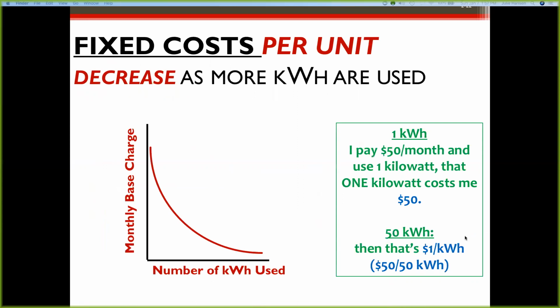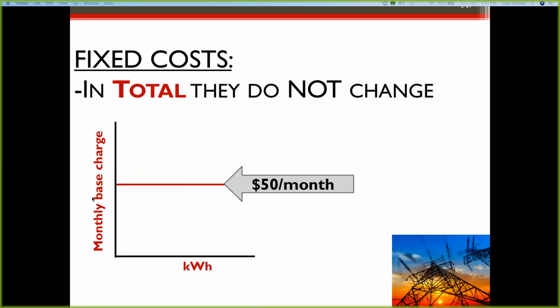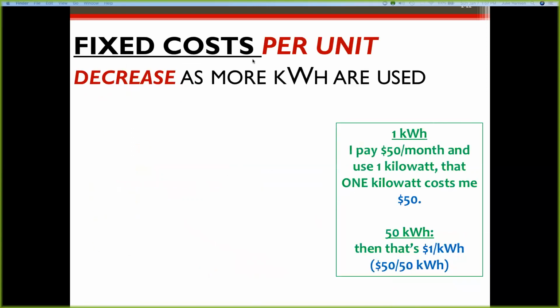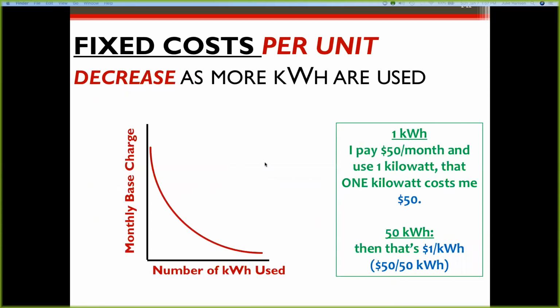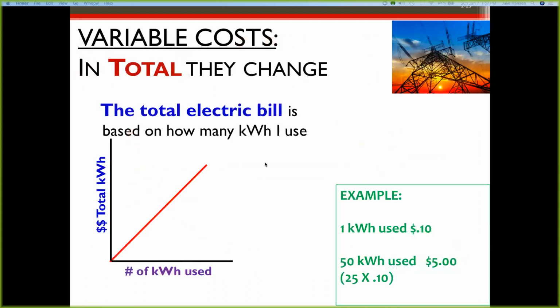However, let's say, for example, I used 50 kilowatts. Then those kilowatts basically cost me $1 per kilowatt hour, right? $50 base charge divided by the 50 kilowatt hours that I use is $1 a kilowatt hour. So that's why I'm saying up here, the total fixed cost remains the same, however the fixed cost per unit goes down. You may want to take a couple of minutes and think about that. That's what's great about these YouTube videos. You can stop them, pause them, reverse them, rewind them, look at them.